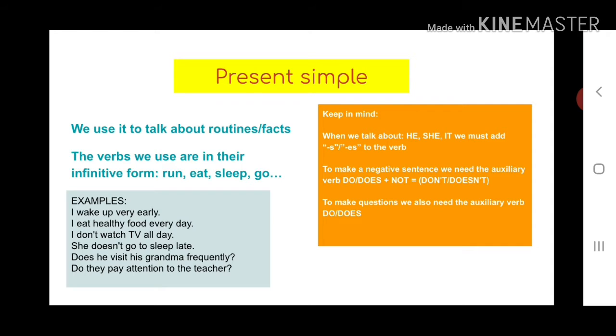Okay, you just have to keep in mind that we use does or doesn't with he, she, and it, as well as adding s or es to the main verb. Okay, this is always for he, she, and it that we make those changes. All right, let's continue.